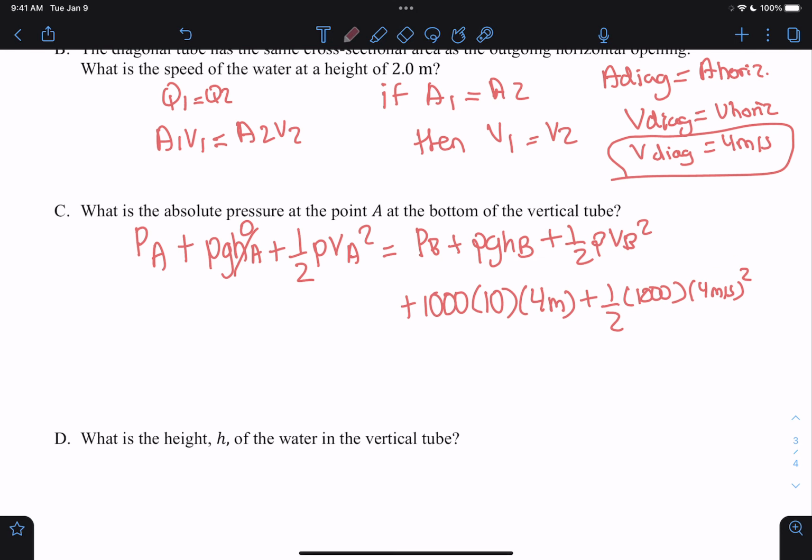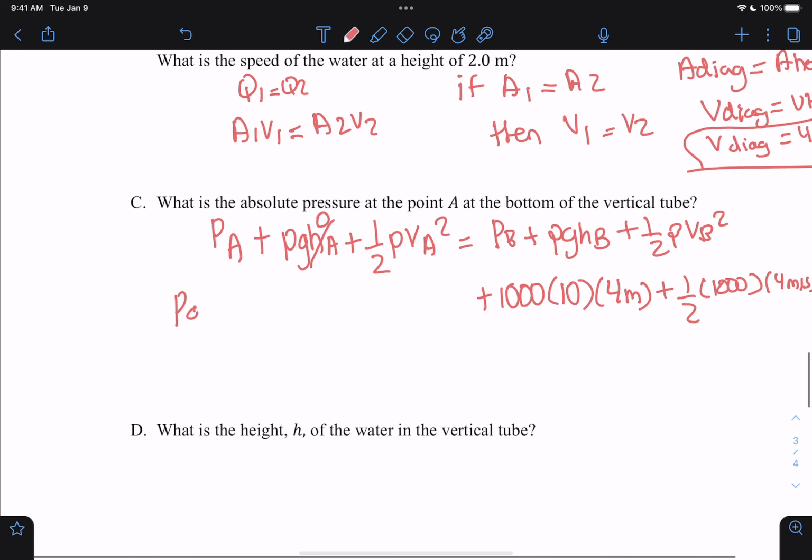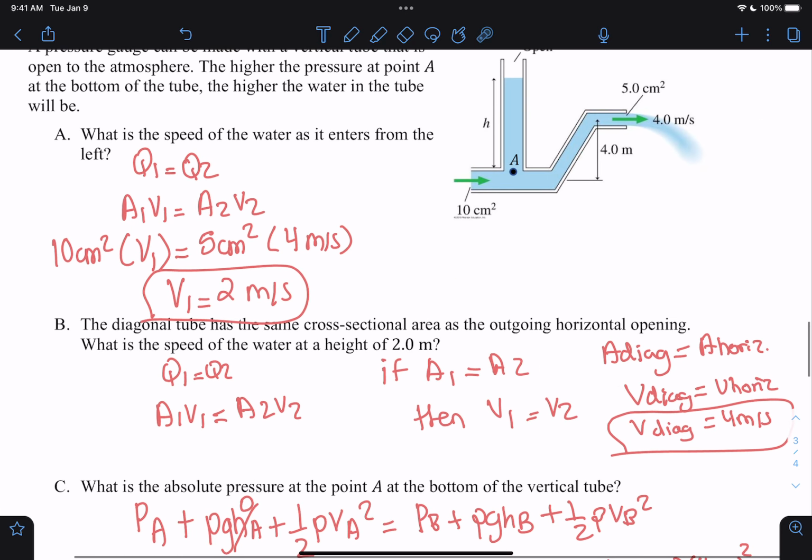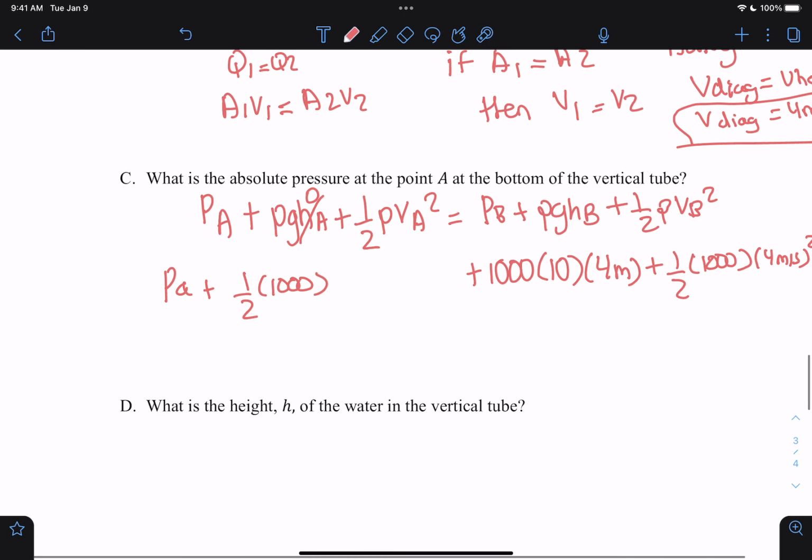And so PA, once again, is unknown. That's what we're trying to figure out. And we have half times 1,000, which is the density of water, times VA squared. VA, we already determined that to be 2 meters per second, right? That was the speed of the water coming in. So now we're left with PB. Well, we have PA and PB that are apparently unknown.